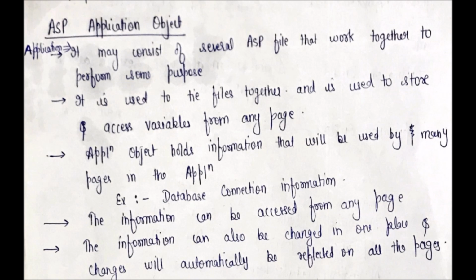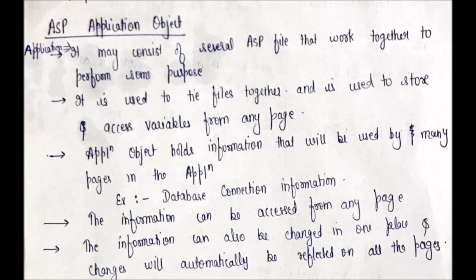The application object is used to control and manage all the items that are available to all the users of an ASP application. It is used to tie the files together and to store and access variables from any page. For example, it could be database connection information. If you make any change in one place, that change will automatically be reflected on all the pages.